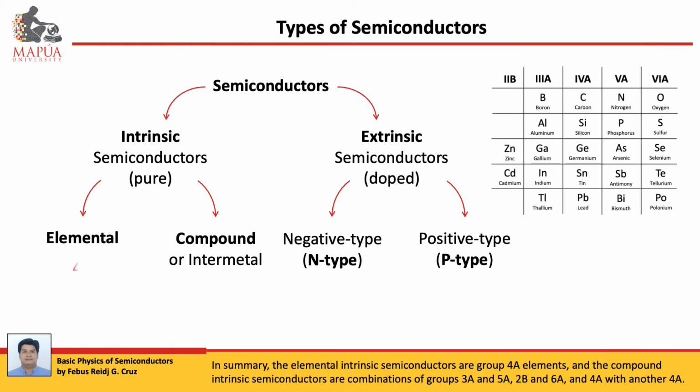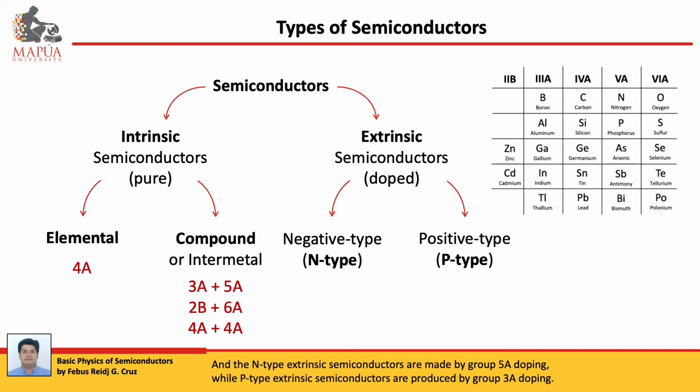In summary, the elemental intrinsic semiconductors are group 4A elements, and the compound intrinsic semiconductors are combinations of groups 3A and 5A, 2B and 6A, and 4A with another 4A. And the N-type extrinsic semiconductors are made by group 5A doping, while P-type extrinsic semiconductors are produced by group 3A doping.